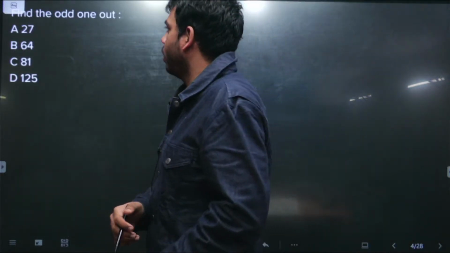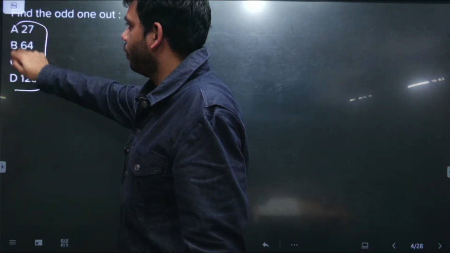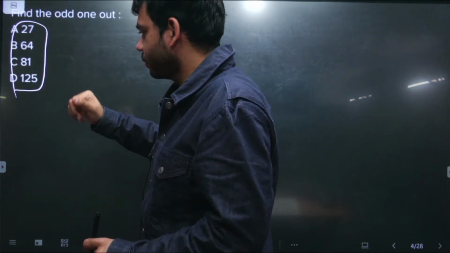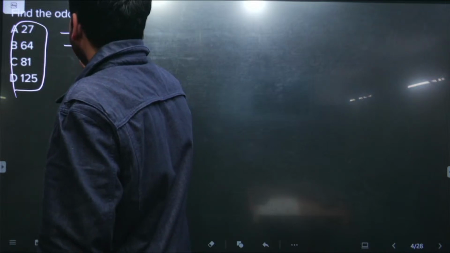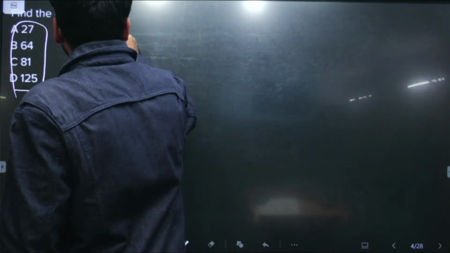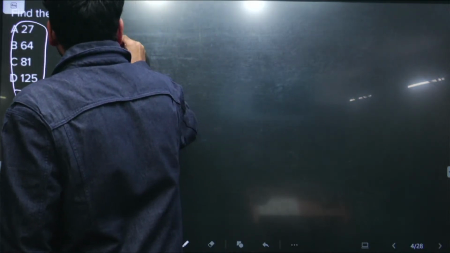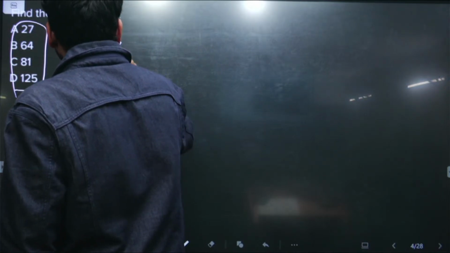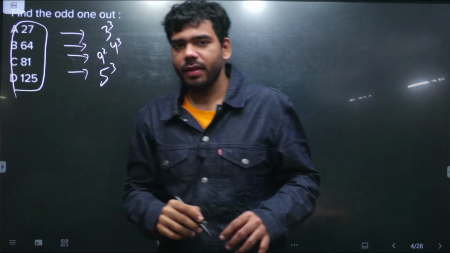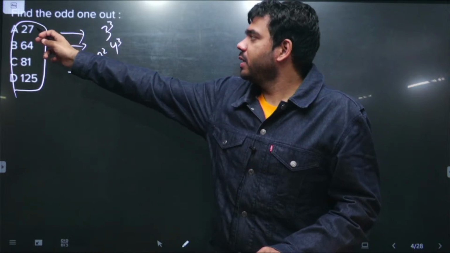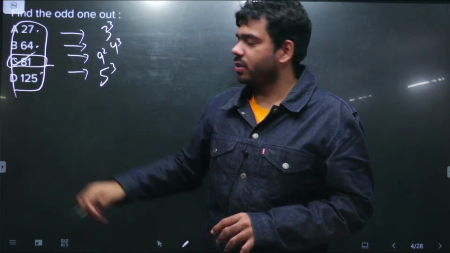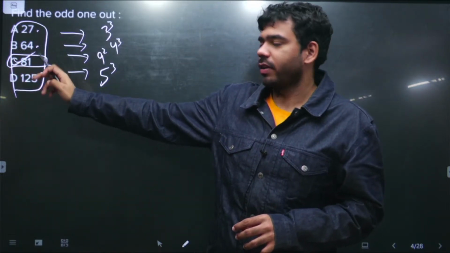We need to find the odd one out. In these kind of questions, first of all, just observe the options and you will understand there is some pattern over here. Observing this, we will understand these numbers are perfect squares or perfect cubes of some specific number. 27 is a perfect cube of 3, 64 is a perfect cube of 4, 81 is a square of 9, and 125 is a perfect cube of 5, right? So here we can see all these three numbers are perfect cubes of some number, but this is not a perfect cube. So here option C is the odd one out. It's a perfect square of 9. It's not a perfect cube. So this is the odd one out.